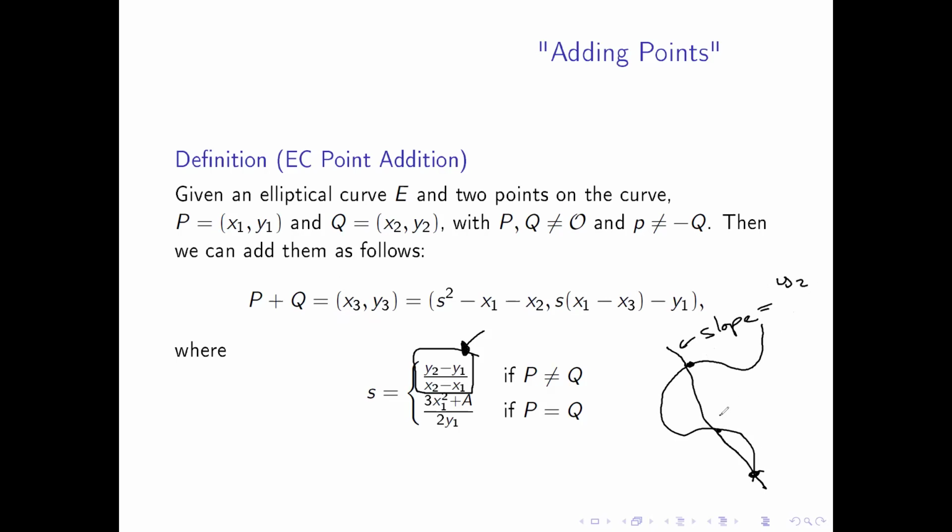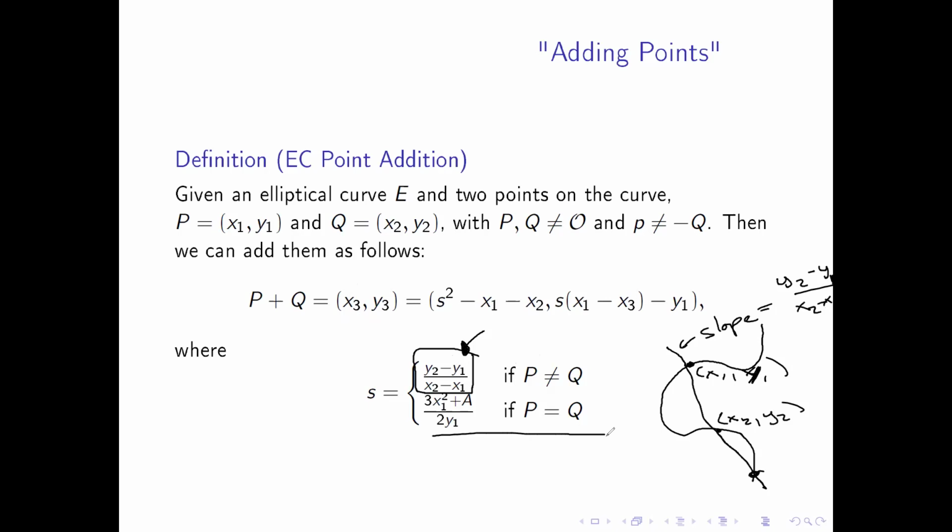But the slope of that line is going to be y2 from down here. This is the point x2, y2. This is the point x1, y1. That's going to be y2 minus y1 over x2 minus x1, because that's the formula of a slope.